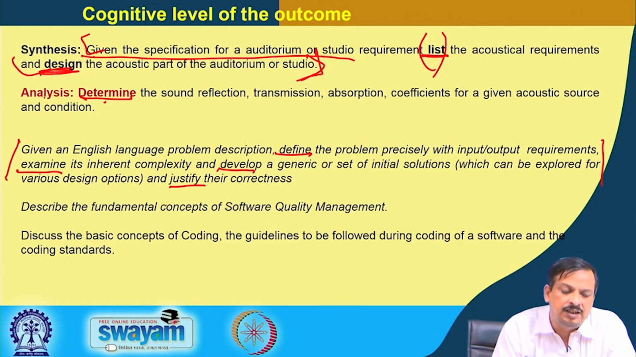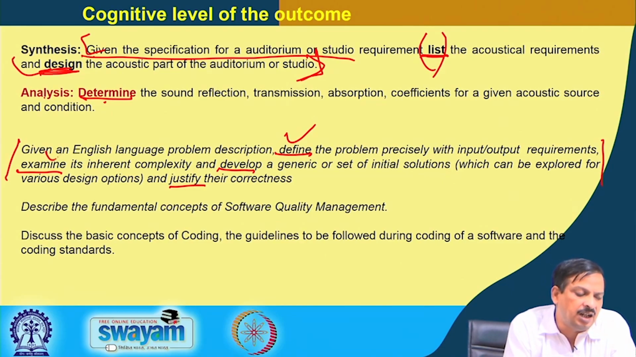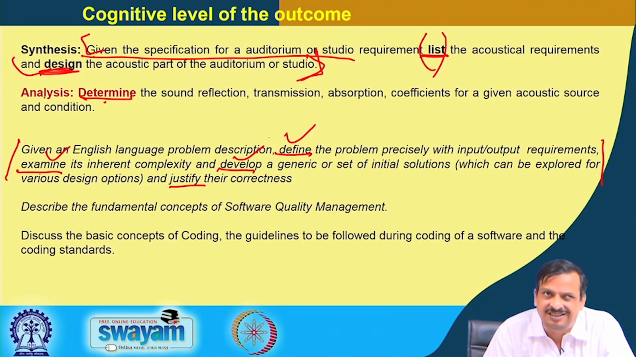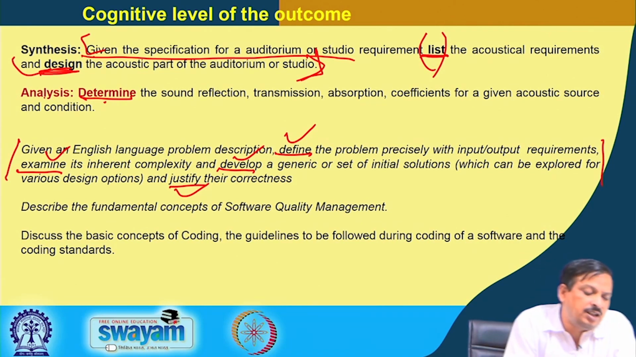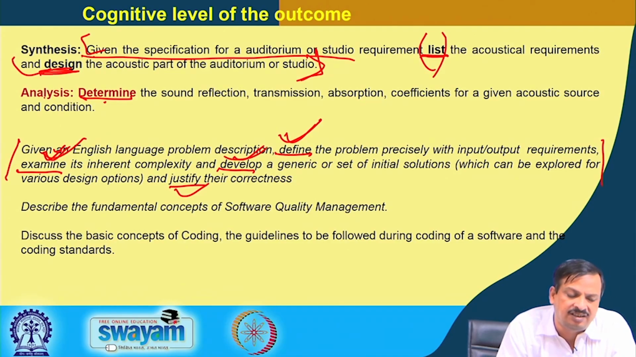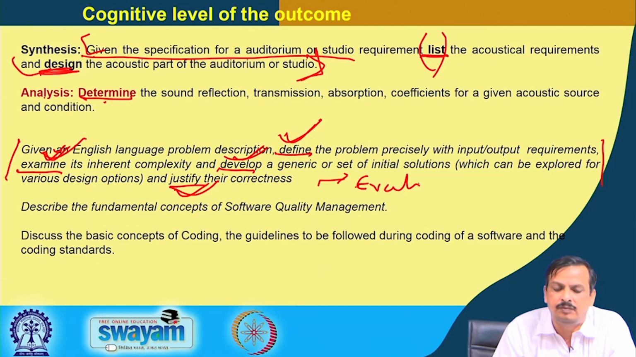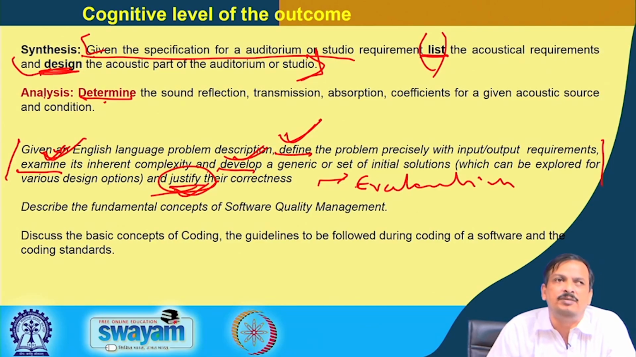If you see the list, define is knowledge level, examine is comprehension level, develop is synthesis level, justify is evaluation level. So, no, sorry, examine is analysis level. So, knowledge level, analysis level, synthesis level, evaluation level. So, what is the cognitive level of this outcome? Evaluation. Because the highest level is evaluation.